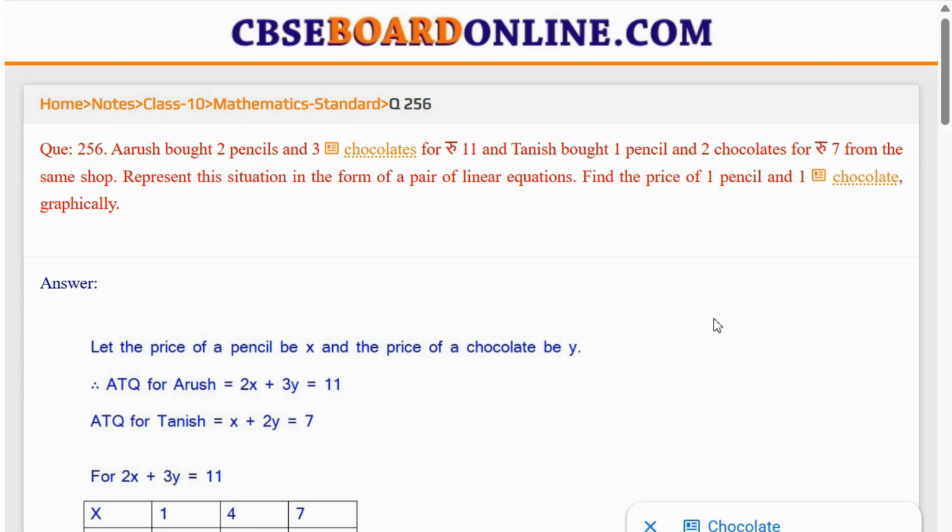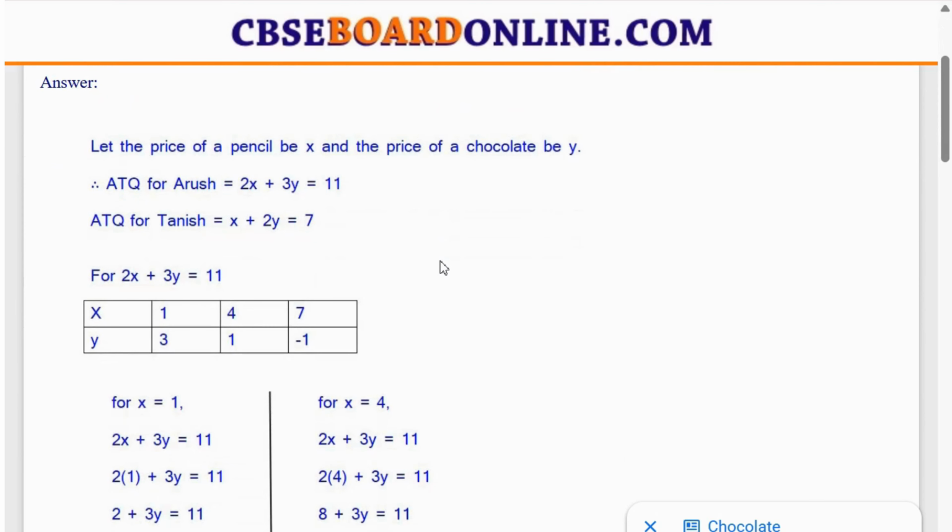Now if you look carefully, ATQ की वैल्यू कितनी है? ATQ for Arush is equal to what? It is 2x plus 3y is equal to 11, and ATQ for Tanish would be x plus 2y equal to 7. So we have these equations. Now what we have to do is simply put the value of x randomly, then if you solve this particular equation you would get the value of y.